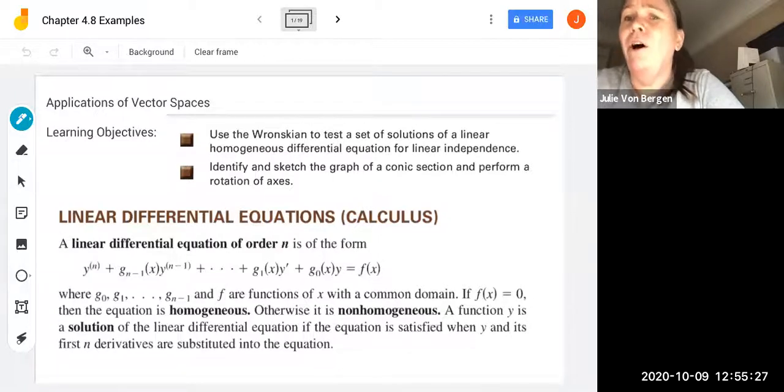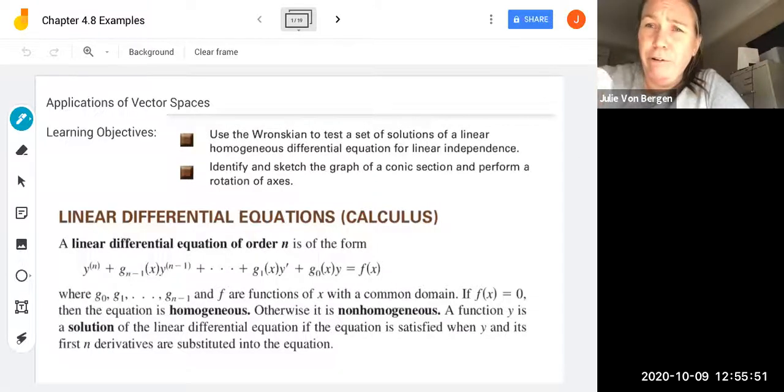And we are also going to learn how to identify and sketch the graph of a conic section and perform a rotation of axis. So our first video is going to cover linear homogeneous differential equations and the Wronskian method to test. And our second video will cover conic sections and how we rotate axes. So let's review linear differential equations. You learned about these in calculus.